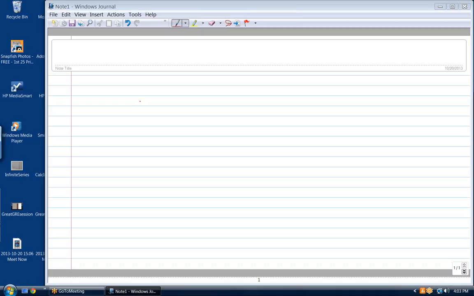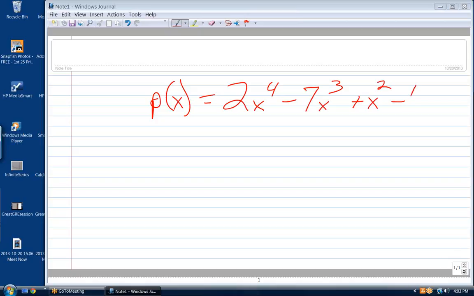The equation is p of x equals 2x to the 4 minus 7x to the 3 plus x squared minus 18x plus 3. It says use the Socrates rules of signs to determine how many positive and how many negative real zeros p can have.